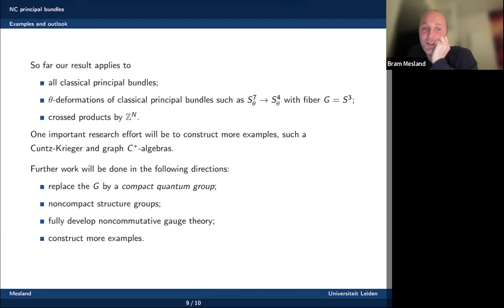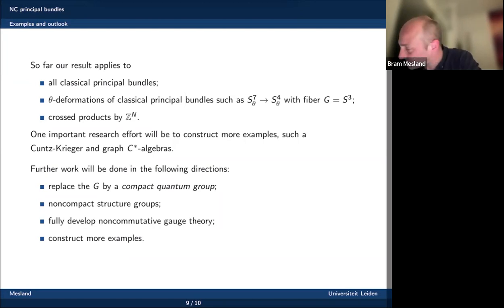And of course, in line with the theme of this grant, an important effort will go into constructing more examples, such as Cuntz-Krieger and graph algebras, which carry, at least the Cuntz-Krieger algebras carry, a natural gauge action by U(1). Probably graph algebras do too. And there it's already known that, depending on which spectral triple you choose on a Cuntz-Krieger algebra, you cannot always expect that it will factor over this fixed point algebra. So there are conditions to be investigated there.